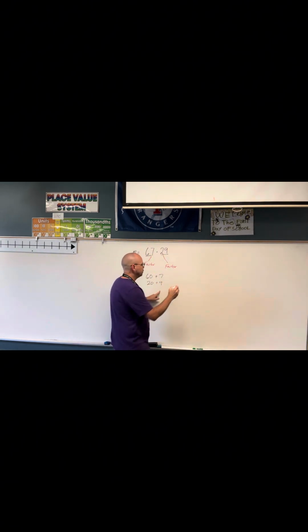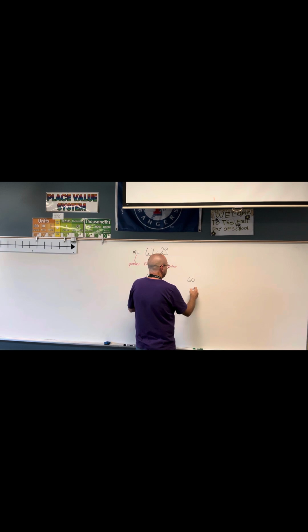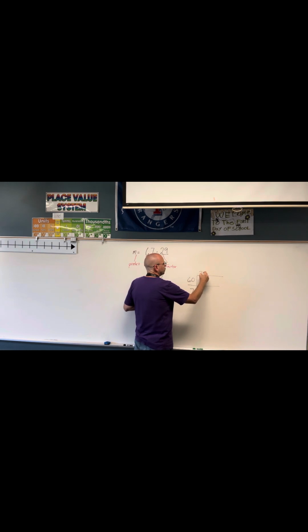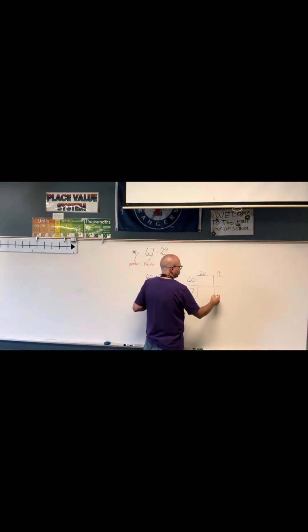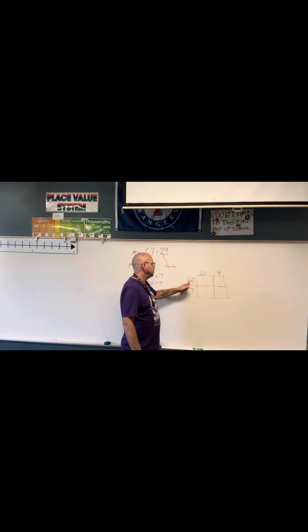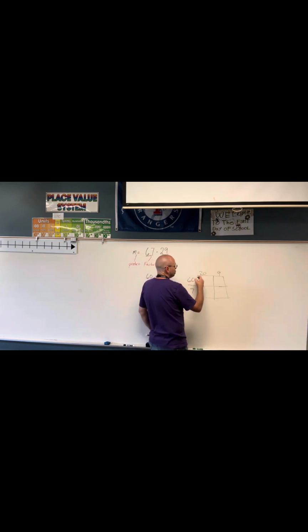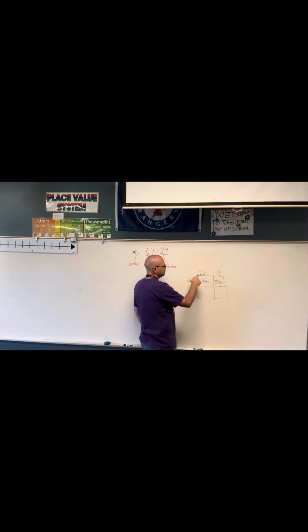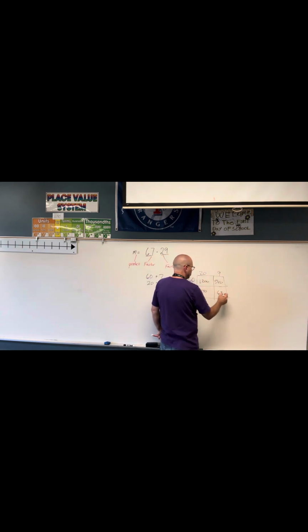So if I want to use the box method, I have 60 and 7 on this side. On the top, I have 20 and then 9. And I'm following just like a multiplication chart, where this box is going to be 60 times 20. So 60 times 20 is 6 times 2 is 12, plus these two zeros, 1,200. 60 times 9, well 6 times 9 is 54, plus a 0 would make it 540. 7 times 20 is 140. 7 times 9 is 63.